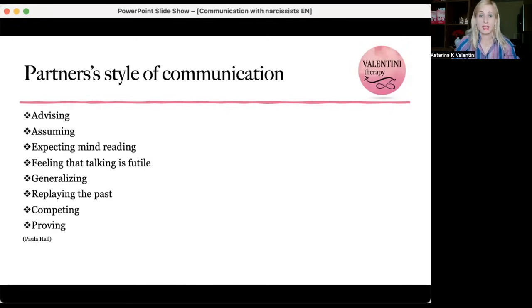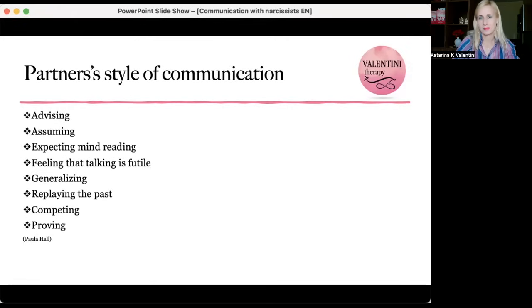Women also expect mind reading. Sometimes we pretend we can read the minds of our partners. Sometimes we get it right. Often we don't get it right. But what is worse, we expect our partners to read our minds.